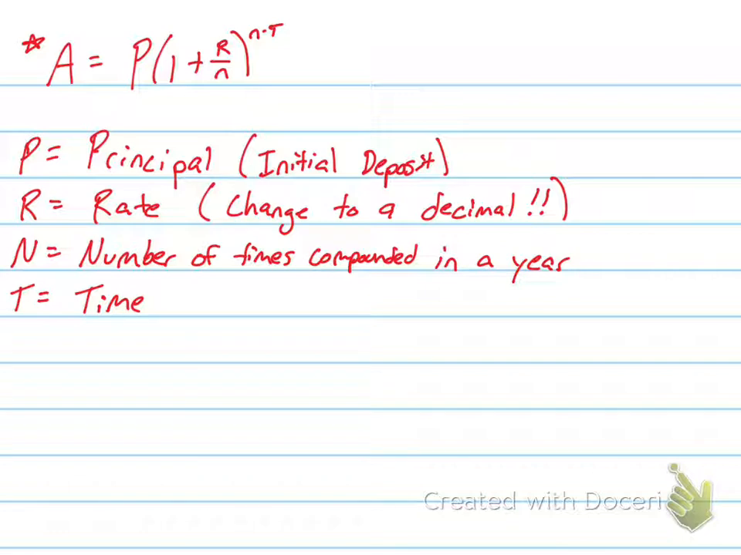N is the number of times it's compounded or hit in a year. So if it says weekly, well, there's 52 weeks in a year, so N would be 52. If it's annually, that means 1 time per year, so that would be 1. And then T is the total time. So for example, say over a 3-year span or over a 6-year span. That's normally the time in years.